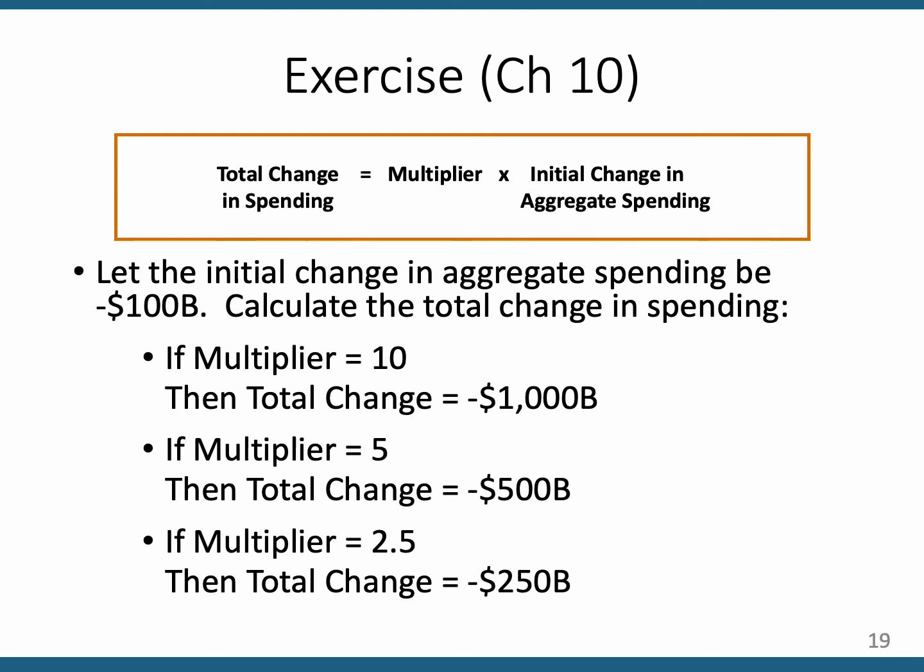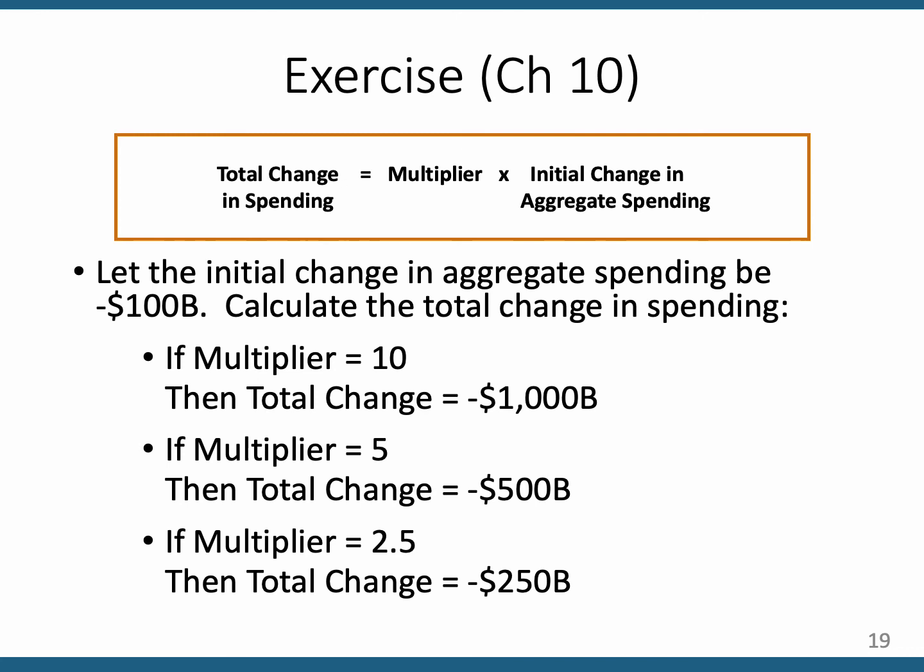When the government is stimulating the economy, they are causing an initial change in aggregate spending, an initial shift in that aggregate demand curve, right? So this equation in the box reminds you that you need to multiply that by the multiplier to come up with the total change in spending. So if it's stimulus, the total change in spending is an increase. The example you see below the box is a decrease in spending.